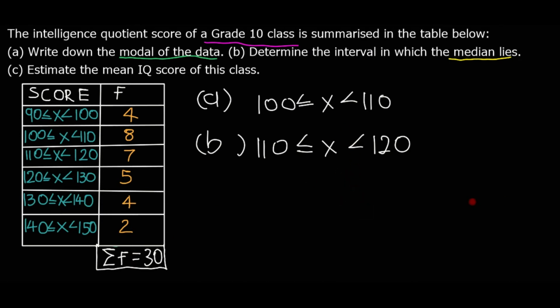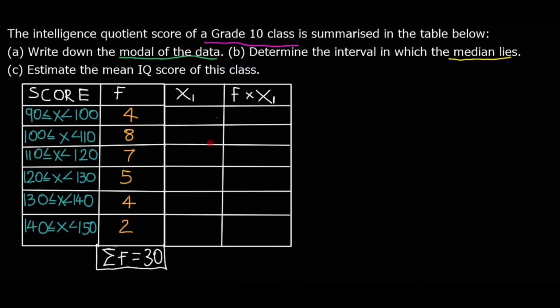Let's answer part C, where we estimate the mean. To find the mean, we need to extend this table with 2 more columns. The first column is the midpoint, and then the next one is the frequency times the midpoint.